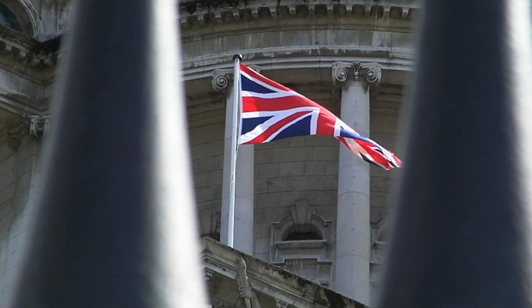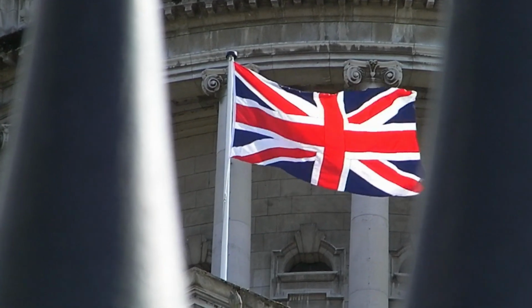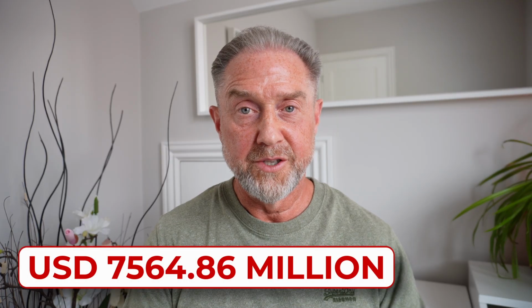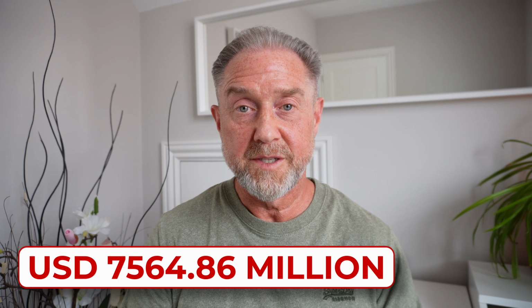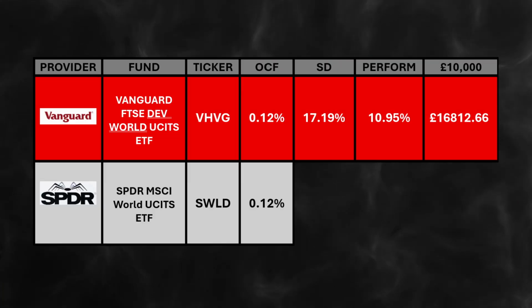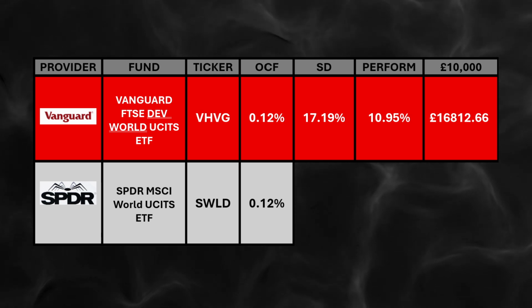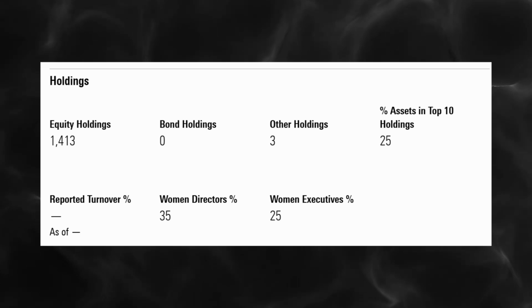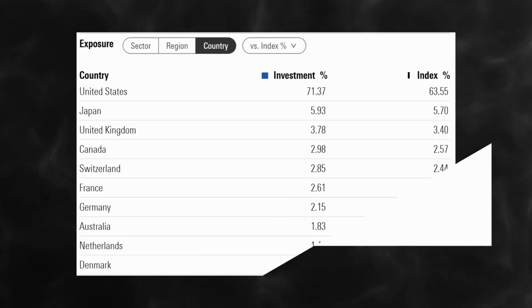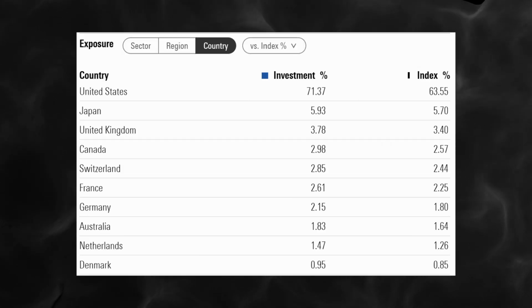Again, this version is sterling denominated and traded on the London Stock Exchange, and you can see the fund size on the screen. The OCF for this one is the same as the Vanguard fund at 0.12%. Like the FTSE Developed World Index, the MSCI World Index is an index of developed countries of large and mid-sized companies. That excludes emerging market countries such as India and China. This ETF has 1,413 holdings. The US accounts for a larger 69.3% of it.